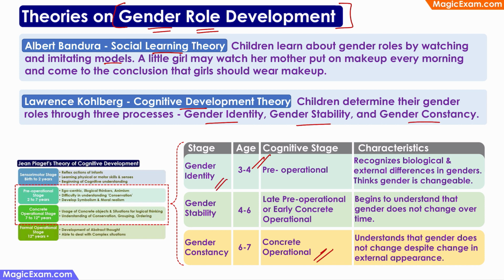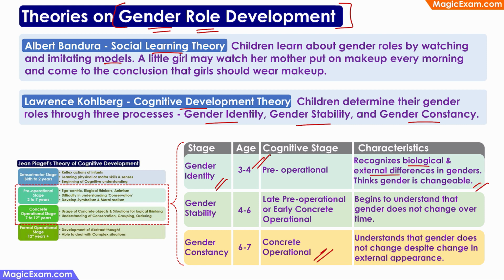In gender identity, children realize that there is a particular difference between them and others because of their sex. That is, they start to identify what is their gender. They start realizing that there are some biological and external differences which is inherent between males and females. But still, the children think that if they behave like a different sex, their gender can be changed. That is, if a girl behaves like a boy, she will become a boy. So that is the expectation at this age.